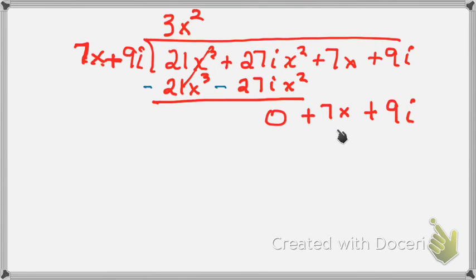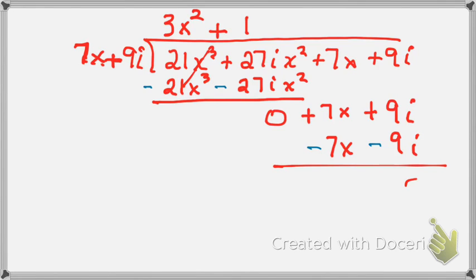Because now I'm going to go directly here and say what times 7x gives me 7x? Everybody agree with that? What times 7x will give me 7x? A 1. So I put the 1 up here. Now I multiply both of these by 1, and I have 7x plus 9i. And then I go to change my signs. And what happens? They cancel, and I've got a remainder of 0 this time. So my answer is just what? 3x squared plus 1 is your answer. So that one has a nice simple answer to it. Everybody okay with that one? Yep. All right.